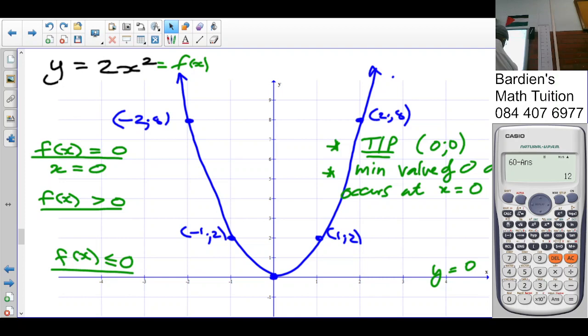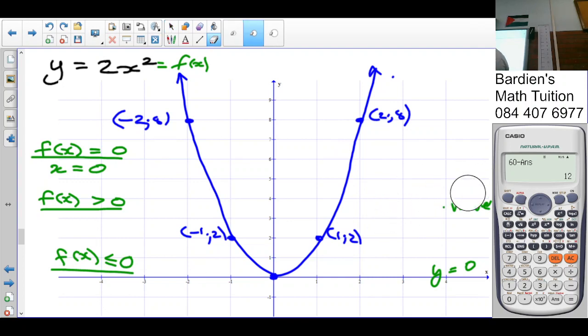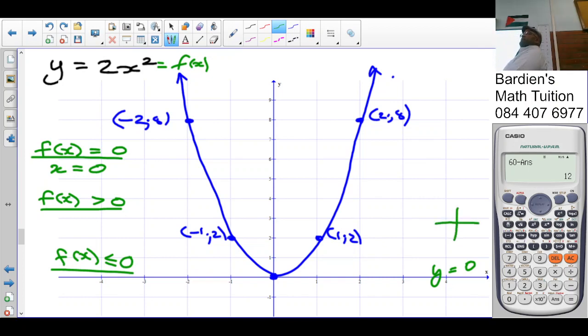Let's look at the other part. Where's the function greater than 0? So if you look at this graph, I'm going to take all of this off now. I don't want the graph to be too messy. You see, if something is greater than 0, it must be positive. Not so? Something less than 0, it must be negative. You all okay with that?